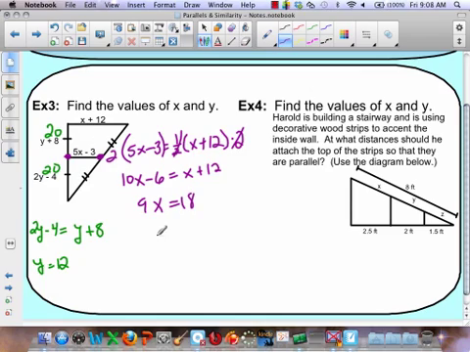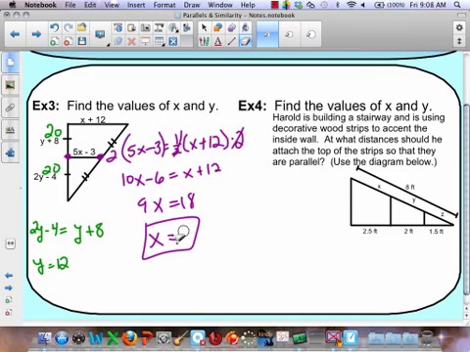X is 18 and x is 3. No, it would be 2. Good job. Cheyenne, when I multiply by 2 over here, that's going to cancel out the half in front.